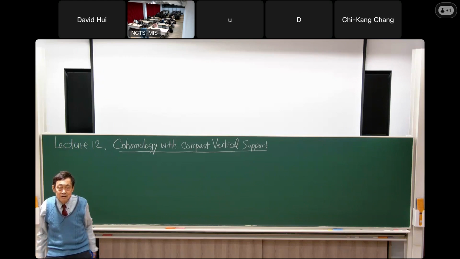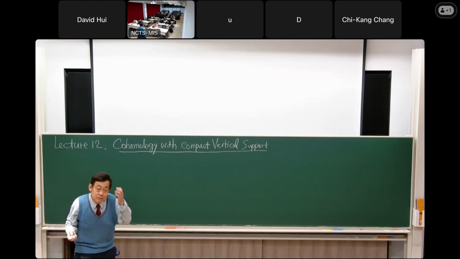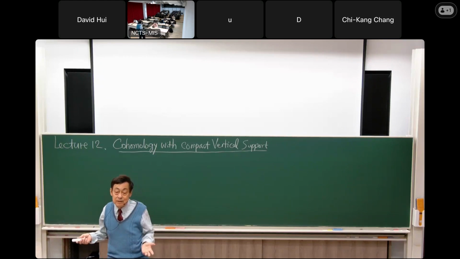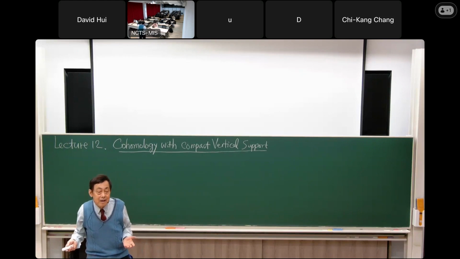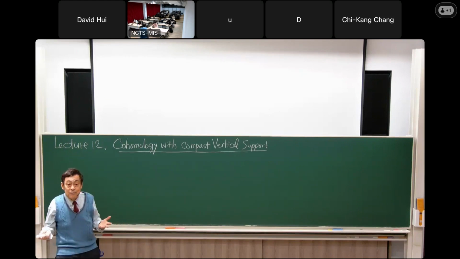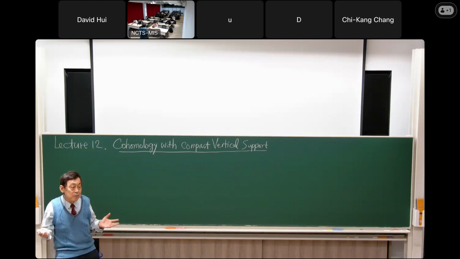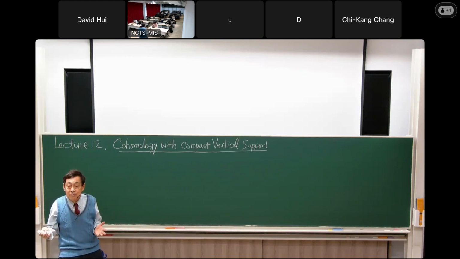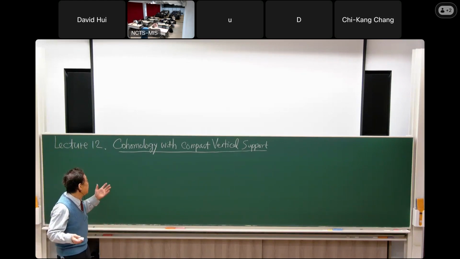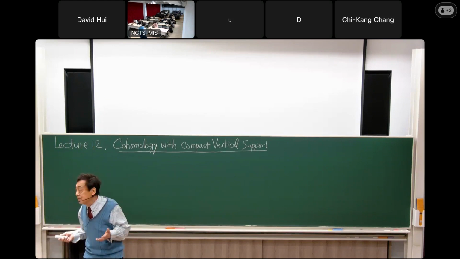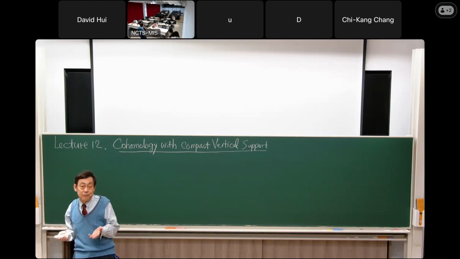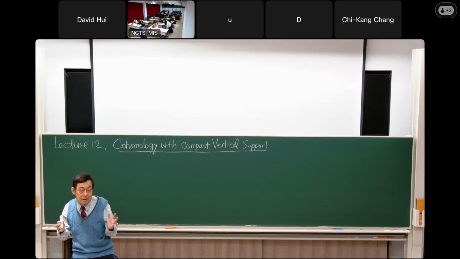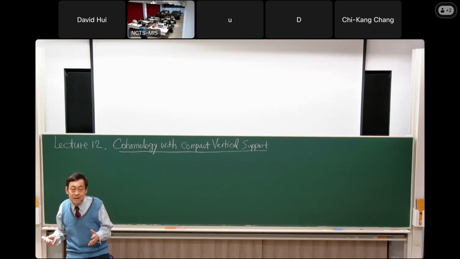So de Rham cohomology vector spaces give you diffeomorphism invariance, and they're useful for distinguishing diffeomorphism classes of manifolds. And cohomology with compact vertical support is useful for distinguishing among isomorphism classes of vector bundles. Okay.